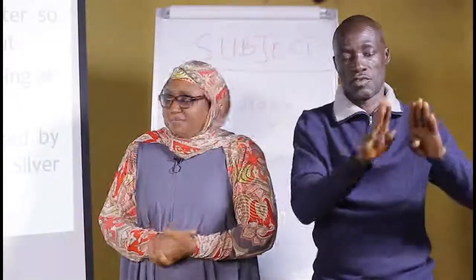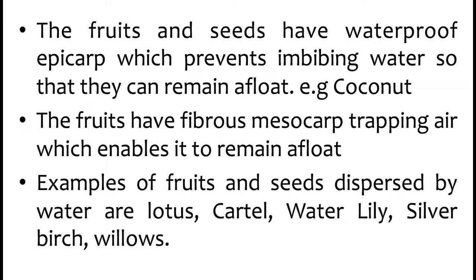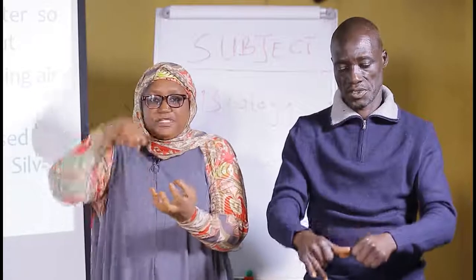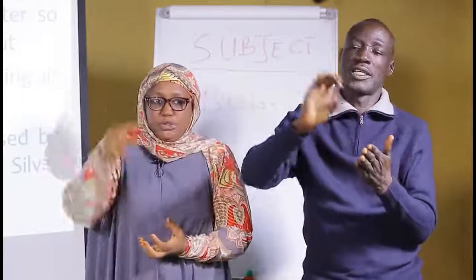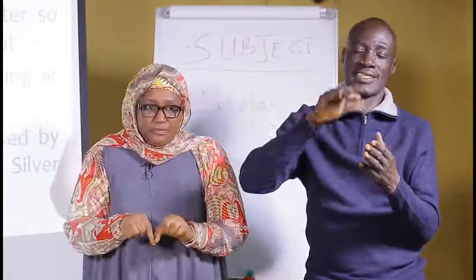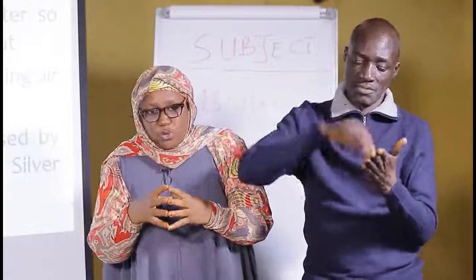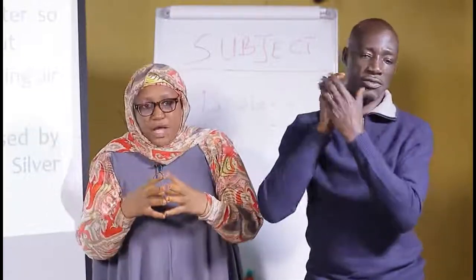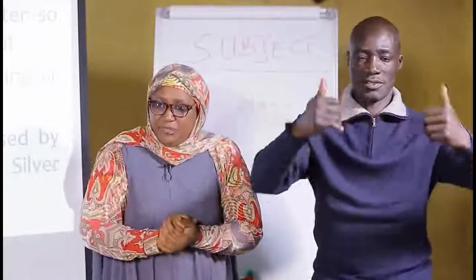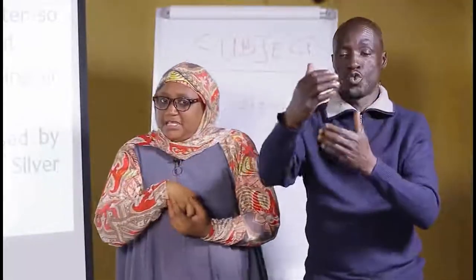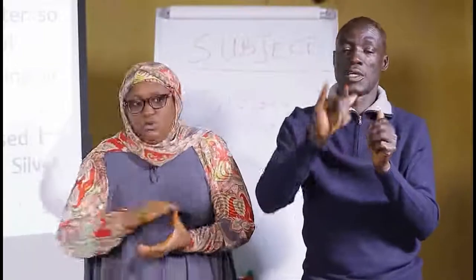The fruit has fibrous mesocarp, and it traps air, which enables it to remain afloat. Mesocarp is the middle layer of the fruit. Epicarp is the outside. Mesocarp the middle. Then endocarp is the inside. So like coconut fruit, when it is young, the mesocarp has spaces which allow it to trap air. And anything that has air in it does not sink on water.